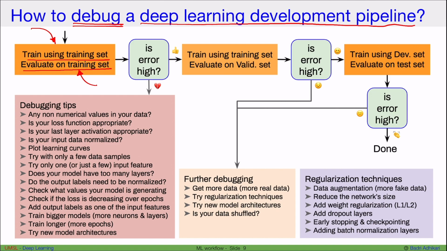So after you've split the data into maybe a training set, a validation set and a test set, we first take the training set and evaluate on the training set. If the error is good, you're getting really good accuracies and you're doing really well, then thumbs up. The next step is to train using the training set and evaluate on the validation set. But if you're getting high error, even on the training set itself, then here are the debugging tips.